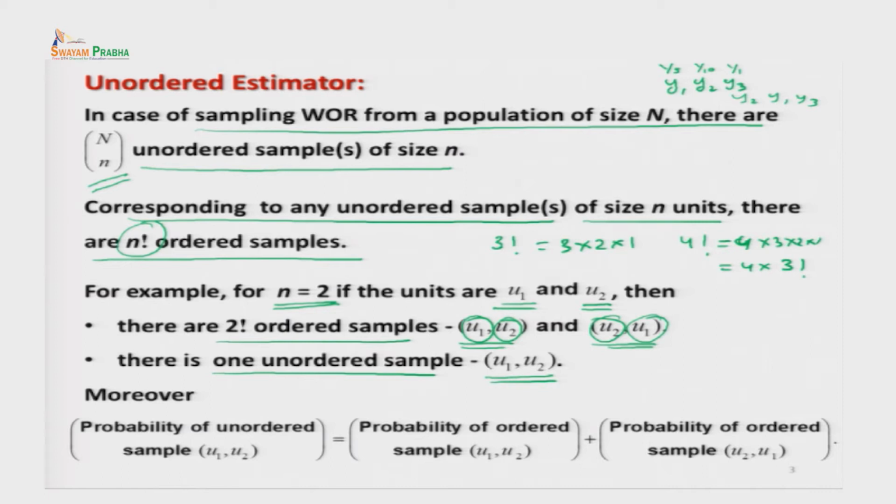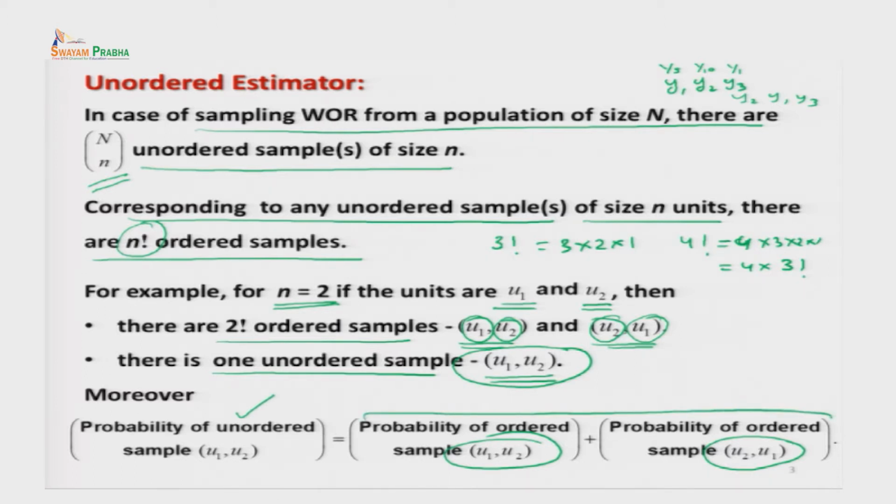Now in case you try to find out the probability of occurring of this unordered sample u1 u2, then this can be written as the probability of the sample u1 u2 plus the probability of the sample u2 u1. So the probability of an unordered sample is now expressed as the sum of the probabilities of ordered samples, right? So this is true for sample size n equal to 2.